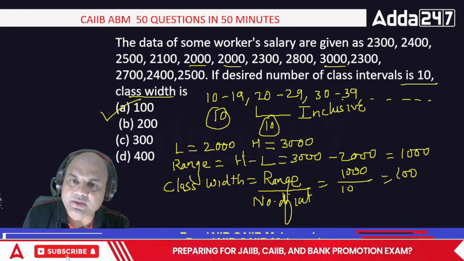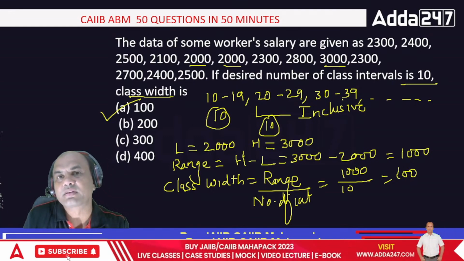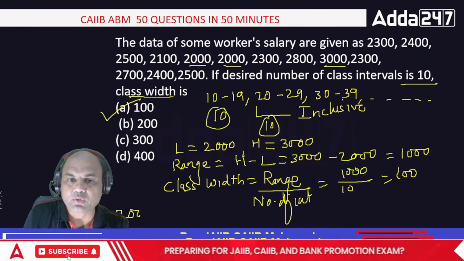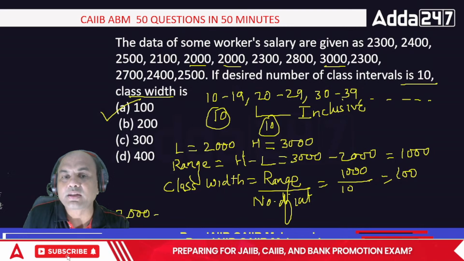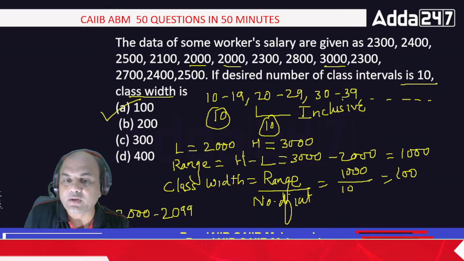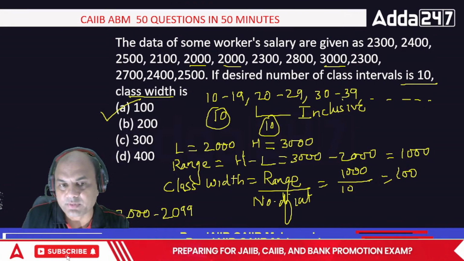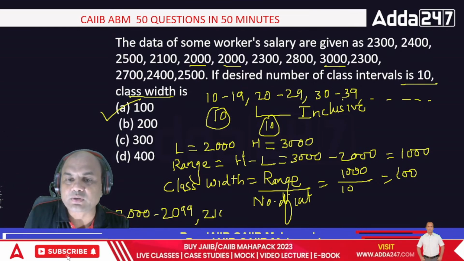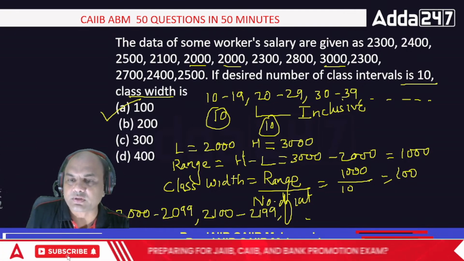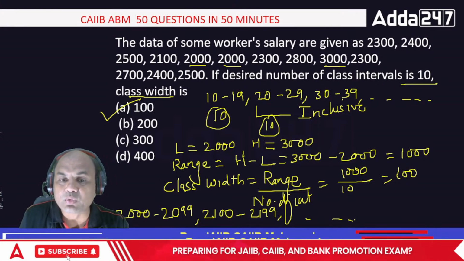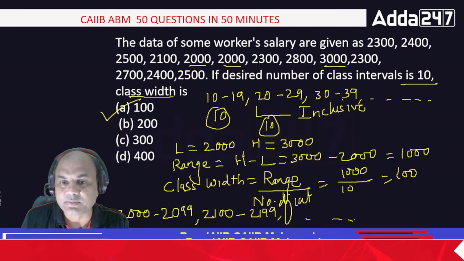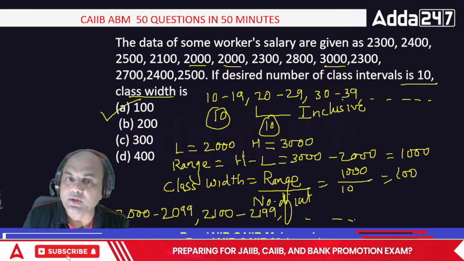So when I say my class width is 100, how will the classes be then? The classes will be like this. They'll start from the lowest one, 2000. Then they'll go to 2099, if I'm going for the inclusive type. Then 2100 to 2199, and so on. So my width again becomes 2099 minus 2000, which is 99 plus 1, so 100. Similarly over here. So this is my answer. How to do it? 1000.